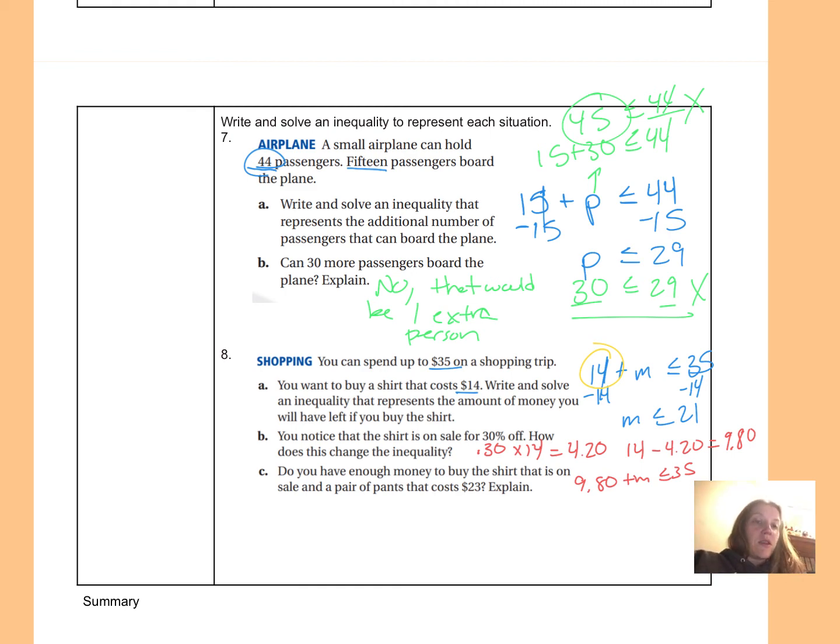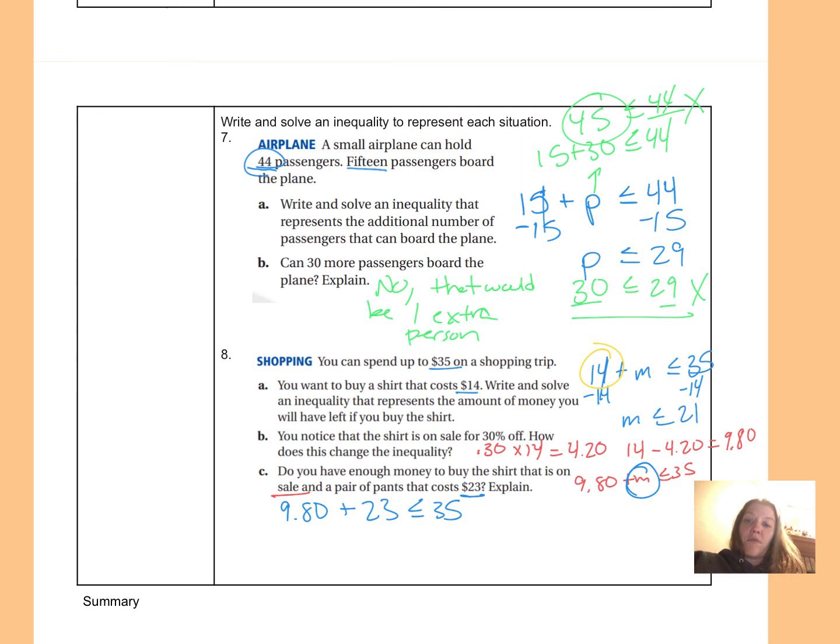And then C, do you have enough money to buy the shirt that is on sale? So we know we want the sale price. We want that $9.80 and a pair of pants. So then let's check. So I've got $9.80 plus 23 more dollars. So basically I'm replacing this M here with the $23 I want to spend. Will that stay less than or equal to the $35 that I have to spend?